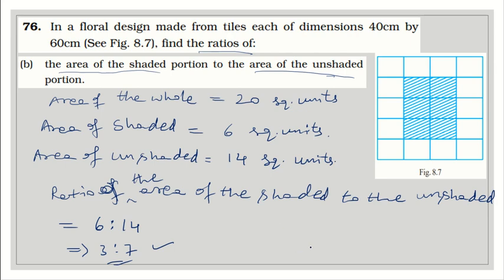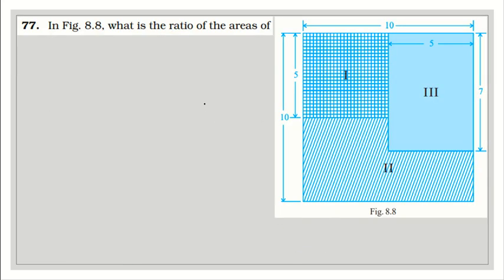Now moving on to the next question, question number 77. In the figure, here you could see in this figure, it's a big square which contains piece 1, piece 2, piece 3, or portion 1, portion 2, portion 3.